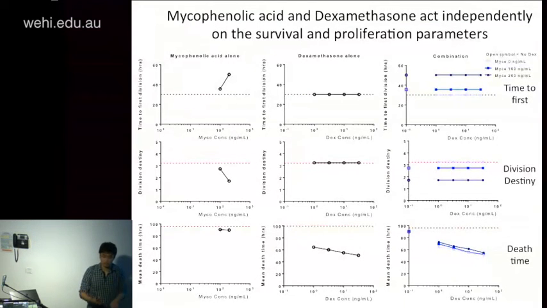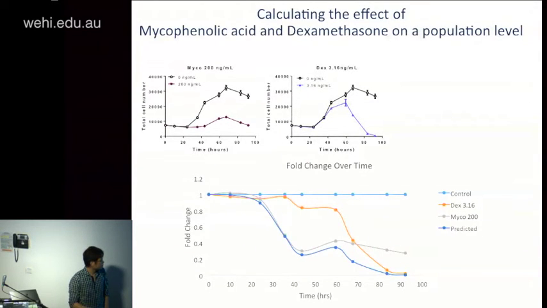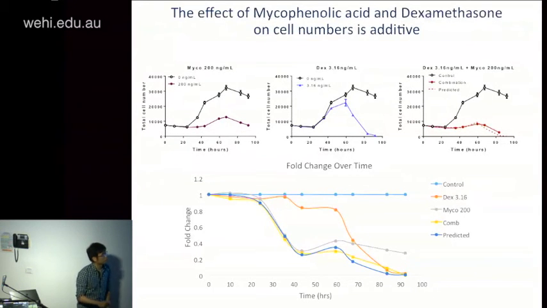If you explore the effects on the population level, this is the fold change of dexamethasone and the fold change of mycophenolic acid. If you multiply the fold changes, you create a prediction, and this is what we predict the fold change will be. If you apply that to a prediction of the cell numbers, this is what we get when we measure. So it's a really nice illustration that the effects of these two drugs on the cell numbers are additive.